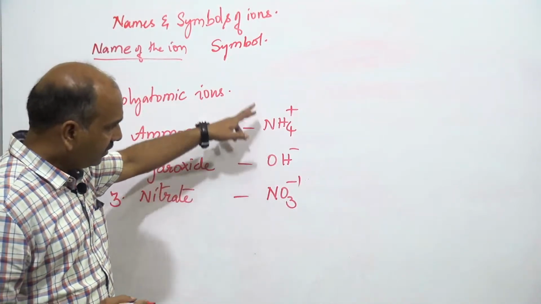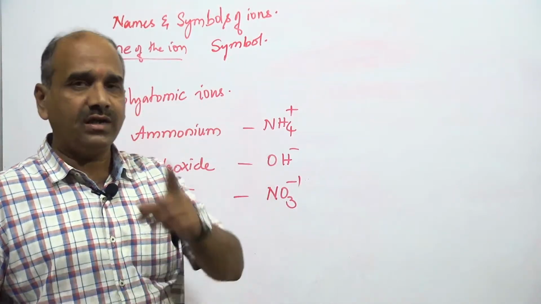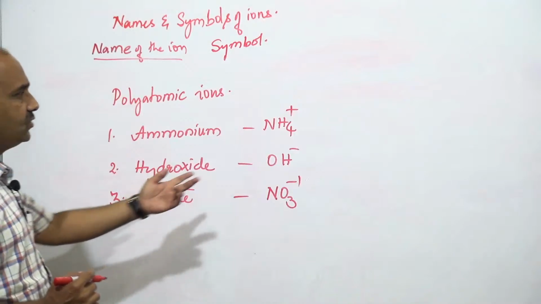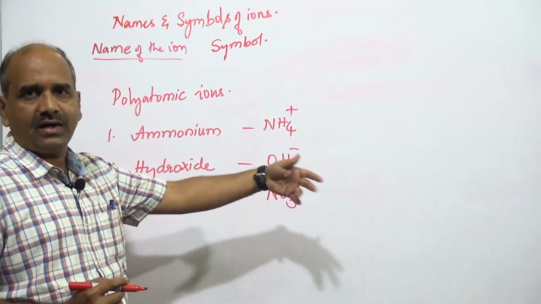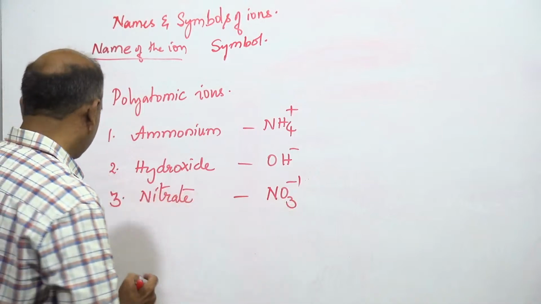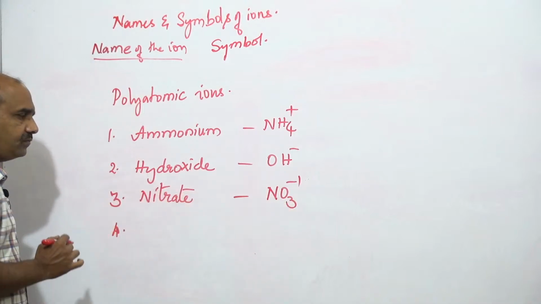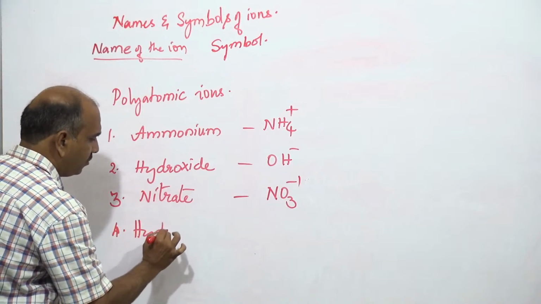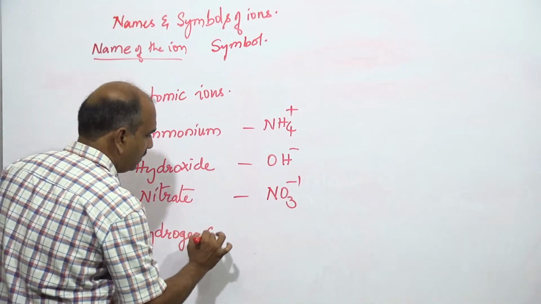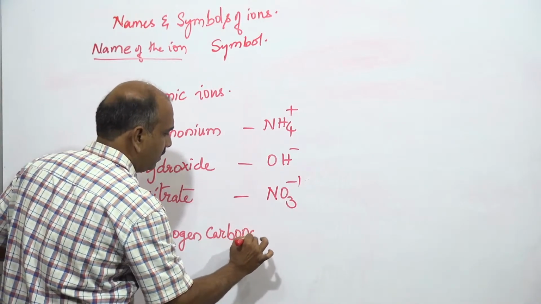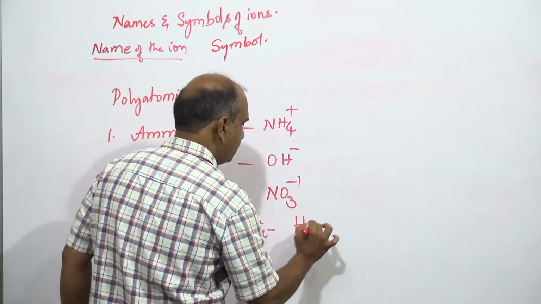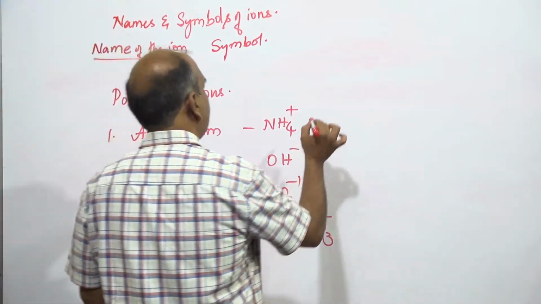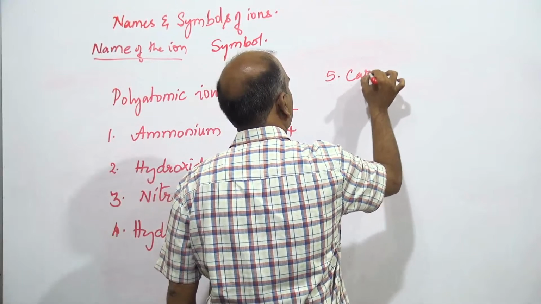So here, what is your observation? Your observation is it is not one single atom. There are 2 or 3 atoms which are present. At least 2 minimum atoms are present. The number again is more in oxygen. Fourth one, after nitrate, there is hydrogen carbonate. Hydrogen carbonate, HCO3 minus.